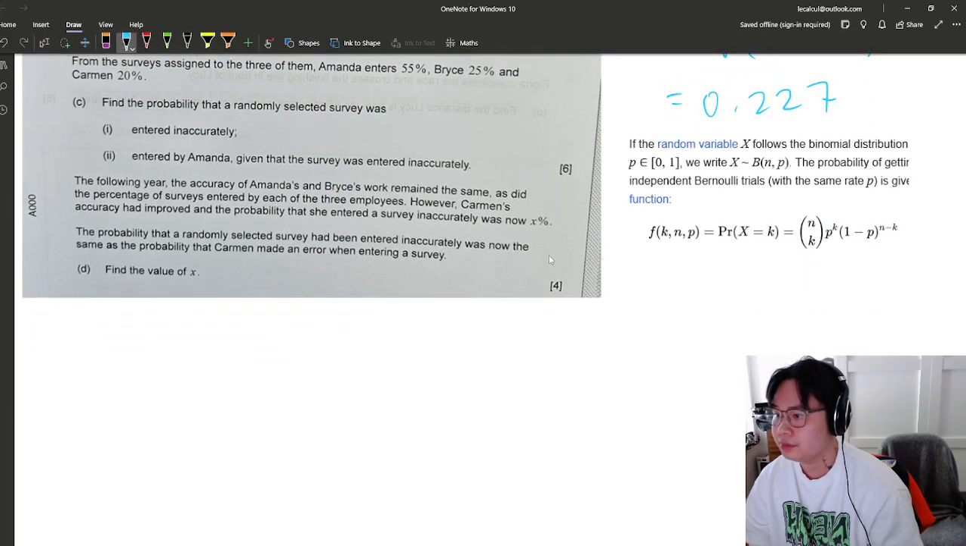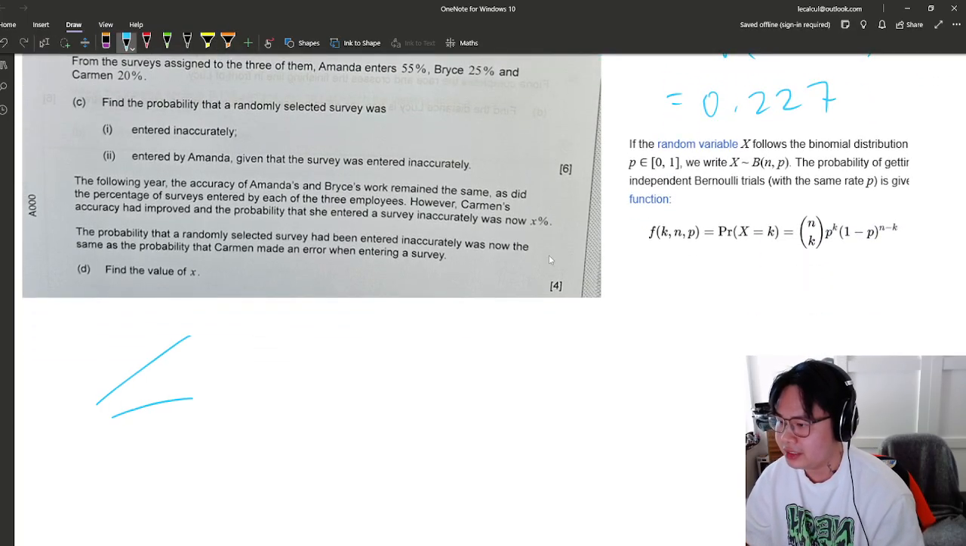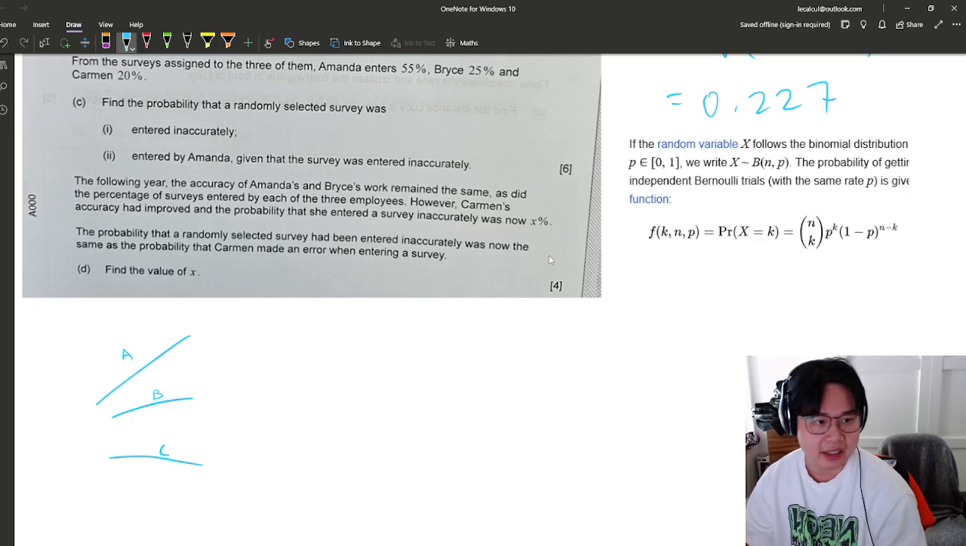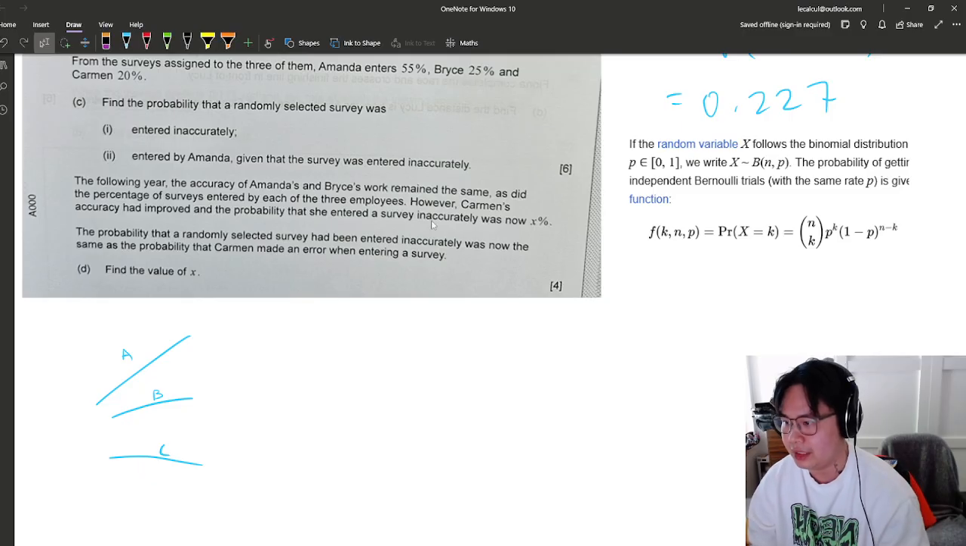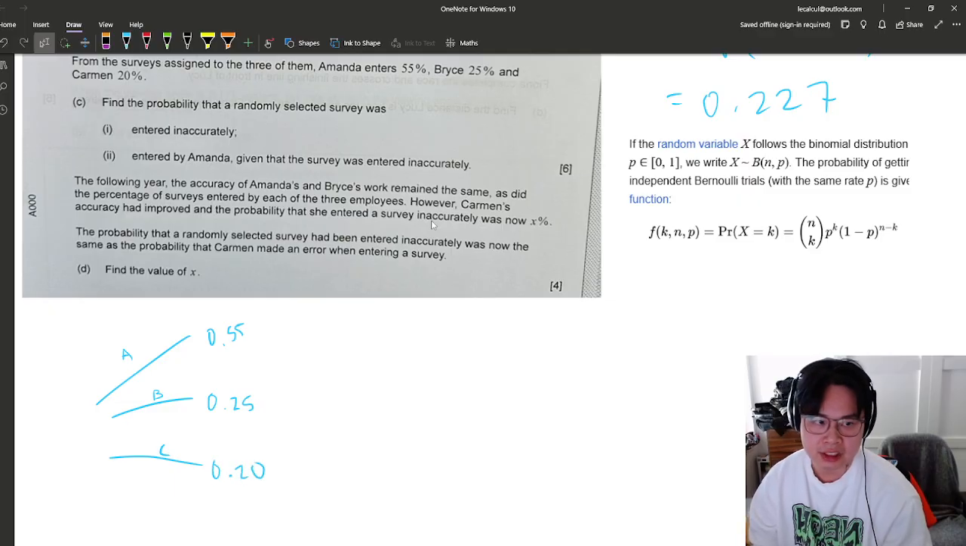So, first, each person has a probability of entering the data: 55, 25, 20. And then once we've determined who has entered the data, they have the chance of being inaccurate with their own errors or accurate.